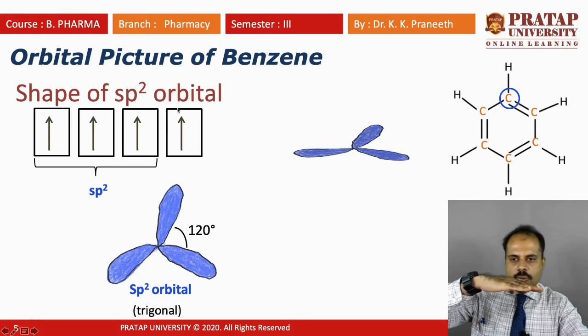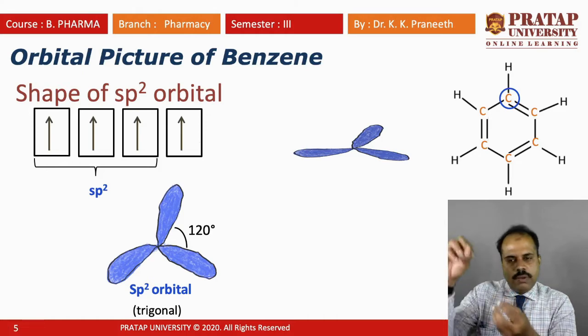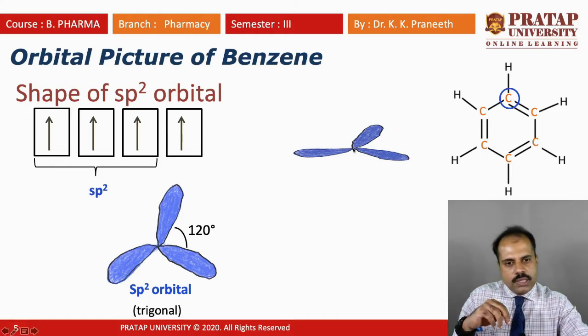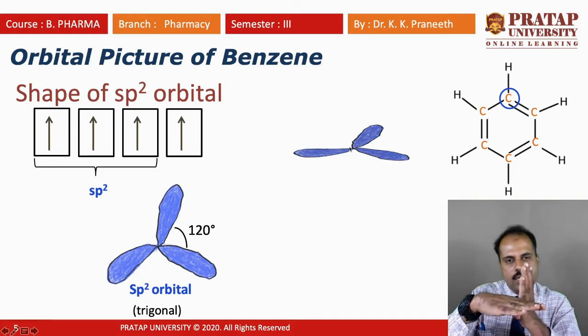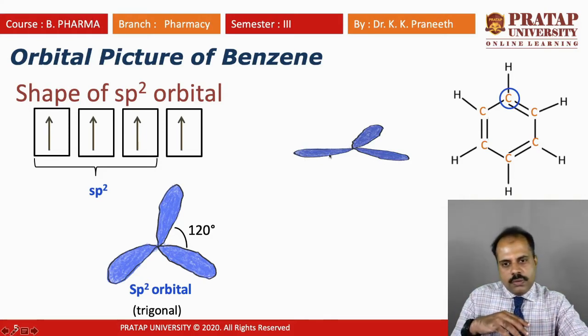Now let's see how this pz orbital looks. We already know that a p orbital is a dumbbell shape, like this. We have seen. The same dumbbell shape, but it is present perpendicular to this plane. So this is present at 90° to this plane. This is shown here. So this is the pz orbital.